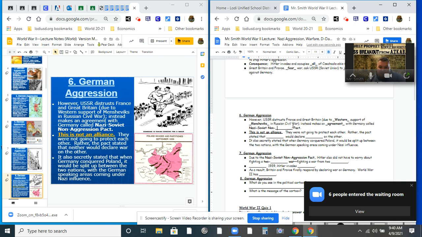Let's see, Soviet non-aggression. And yeah, like I said, it wasn't an alliance, but it was an agreement that we're not going to go to war. That would be good for the Nazis because then they could take the majority of their resources off of their eastern front and just focus on rolling up the other countries to the west.